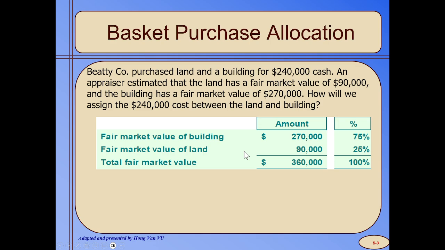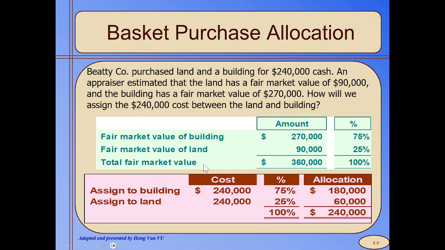Based on the appraisal, the appraiser has determined that 75% of the cost should be assigned to the building and the remaining 25% should be assigned to the land. We are allocating the cost on the basis of relative fair market value. Given this information, we will assign $180,000 to the building and the remaining $60,000 is assigned to the land.